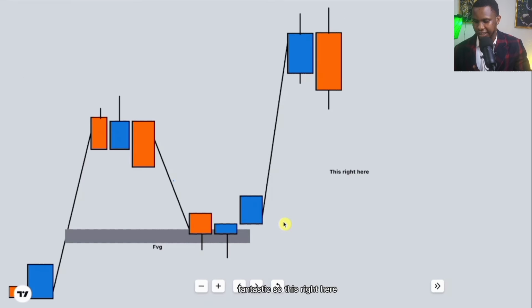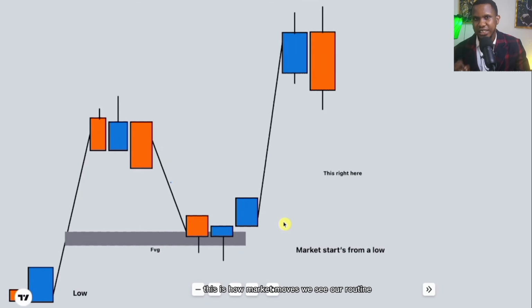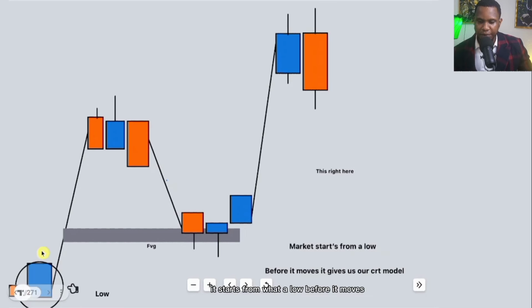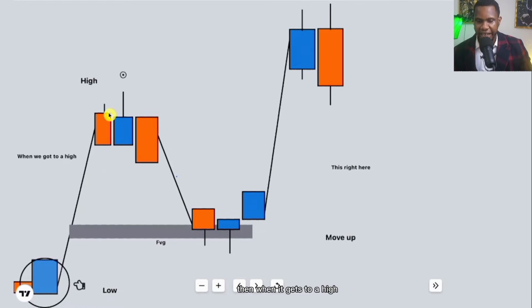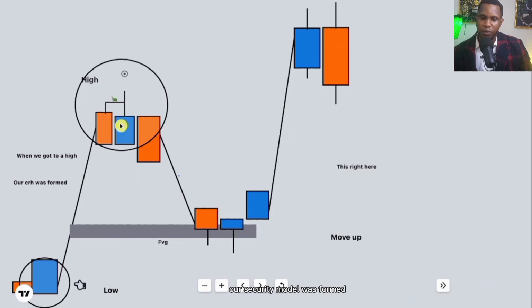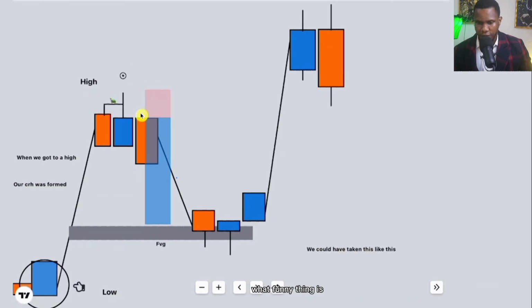This right here, this is how the market moves with CRT. It starts from what? A low. Before it moves, it will form a CRT model and it will move up. Then when it gets to a high, our CRT model was formed. This is our one-to-pick candle total sweep. Funny thing is, we can actually make a sell to the downside, and we target what? A PD array fair value gap.